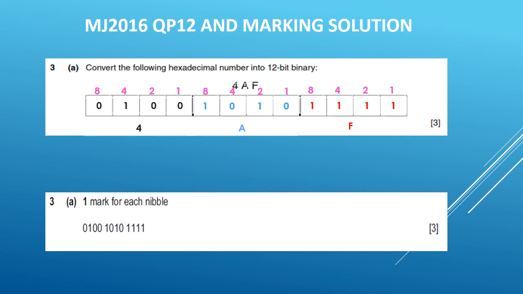Now you can see the marking scheme when we write all the bits collectively. That is going to give us the answer. So 1 mark for each nibble. Nibble means 4 bits. So this is how you can score 3 marks.